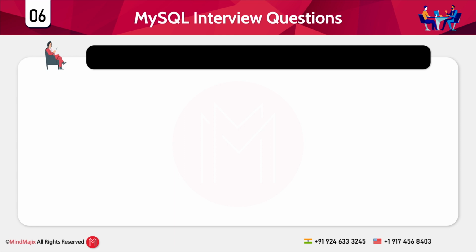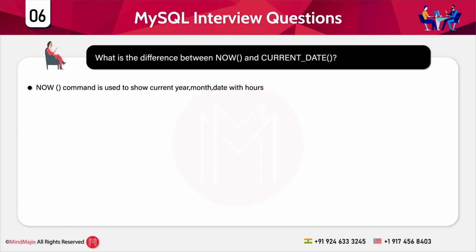The next question is, what is the difference between now and current date? The now command is used to show the current year, the current month, and date with hours, minutes and seconds, whereas current date shows the current year, month and date only. If you carefully observe, now is more detailed than current date.